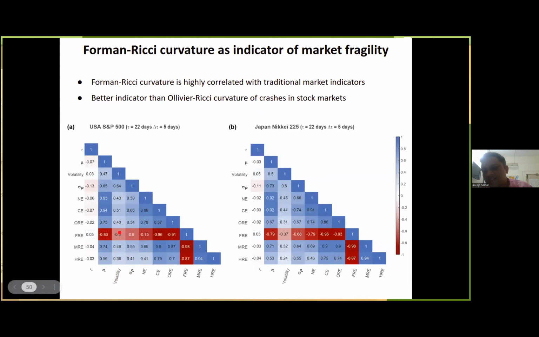Again, we find that the Forman-Ricci curvature is actually a slightly better indicator. We don't understand why. That's what our collaborators tell us, that this is a better predictor of standard financial indices which are used by economists.